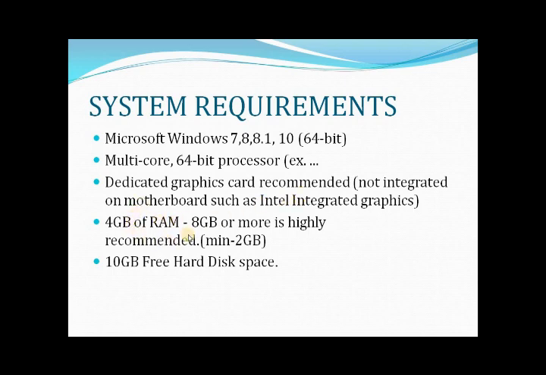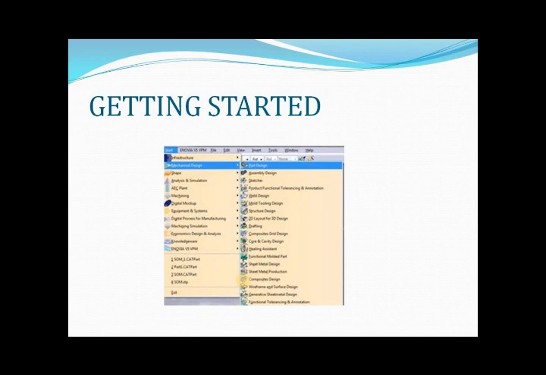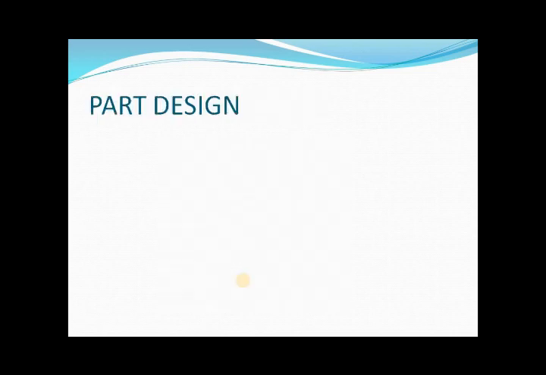4GB to 8GB RAM is highly recommended to perform your personal projects or industrial projects. But for practicing purposes, you can use 2GB RAM also, no problem. And 10GB of free hard disk space to save your personal CATIA data and modeling files. How to get started, we'll see in further sessions.